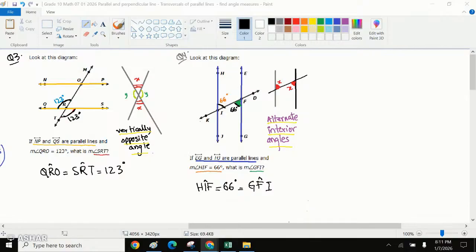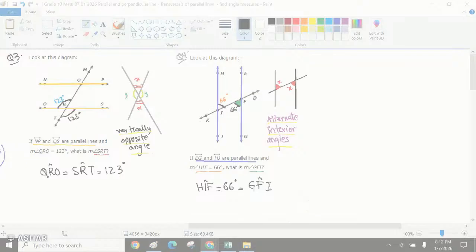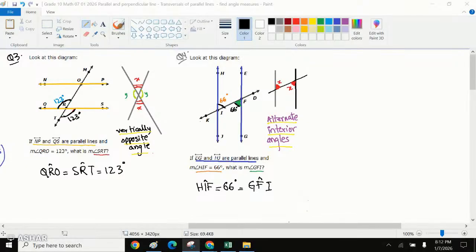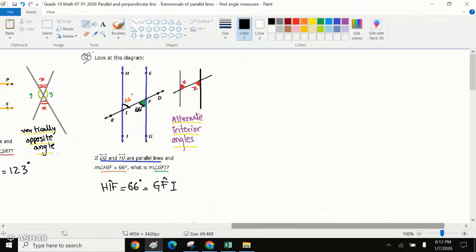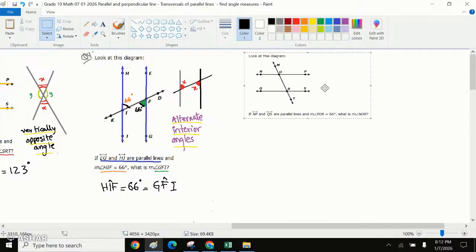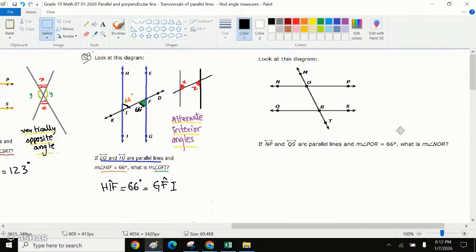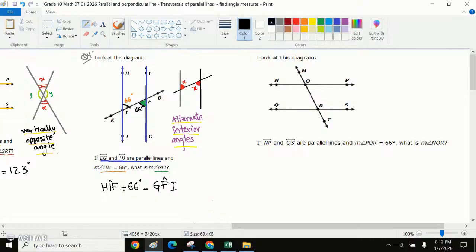Okay, good. Let's move on to the next question. The question number 5 we have is asking us about a different pair of parallel lines. Let's see what the requirements are. So in this question number 5, look at the diagram, and what we can see is, I'll just write it down over here so that it's much more visible.